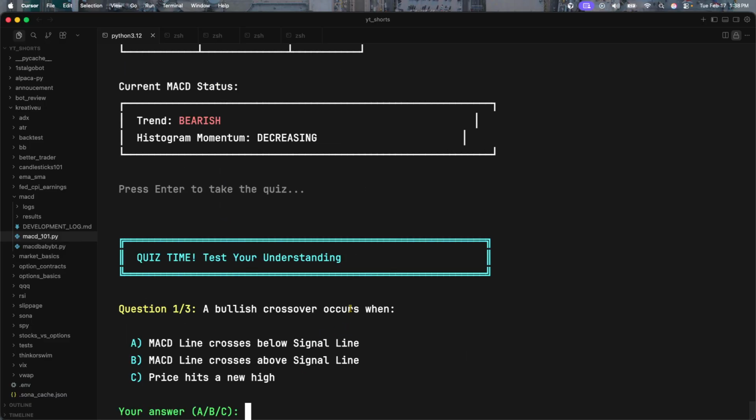A bullish crossover occurs when the MACD line crosses below the signal line. That sounds more bearish to me. Maybe. The MACD line crosses above the signal line, or the price hits a new high, crashes through resistance. So we are going to go with B here.